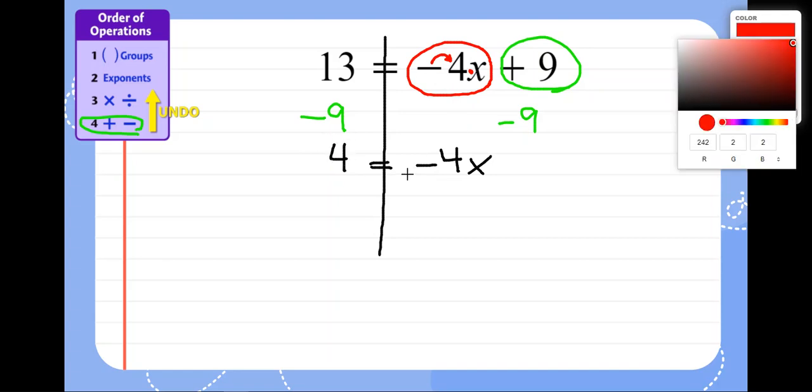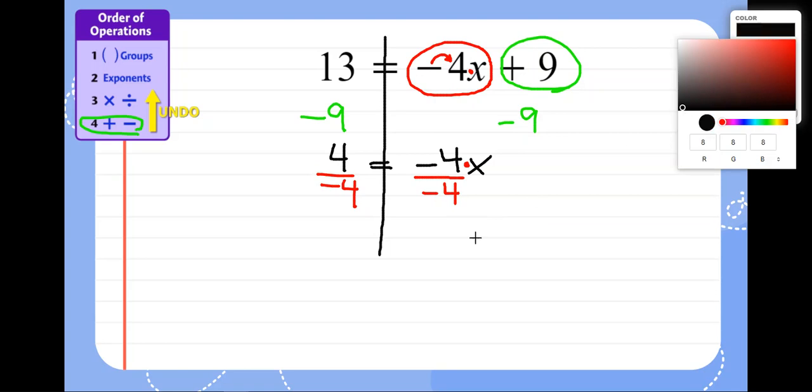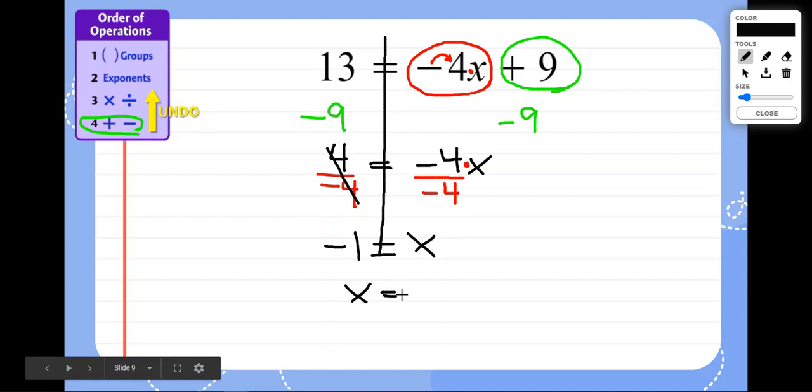Now, we do the opposite of multiplication. You might be tempted here to try to add 4, but the 4 isn't being subtracted to x. This is the same as saying negative 4 times x. So to get rid of the multiplication, we divide by the exact same value. Divide by negative 4. So now, when we simplify, negative 4 divided by negative 4 is negative 1 is equal to x, or x is equal to negative 1.